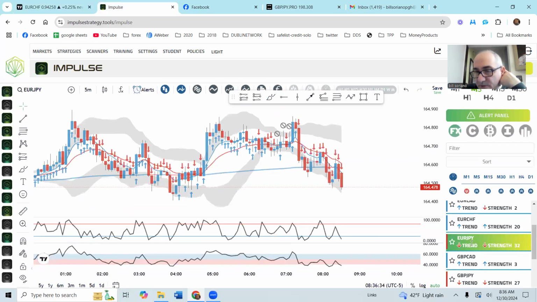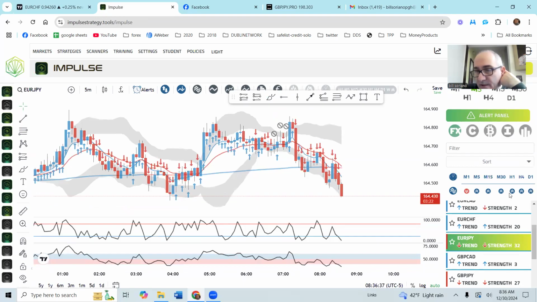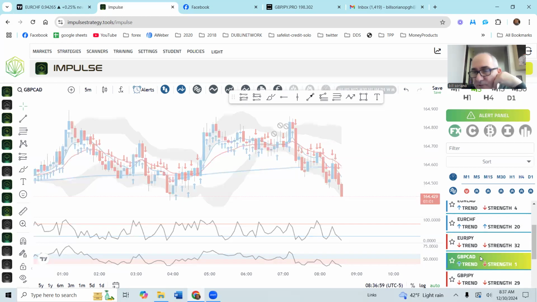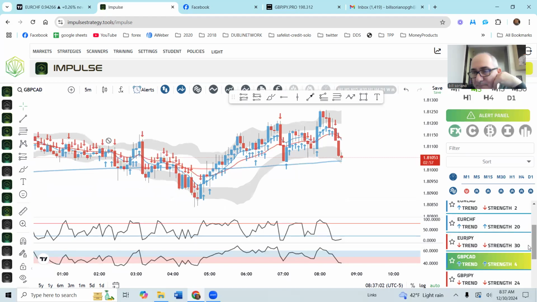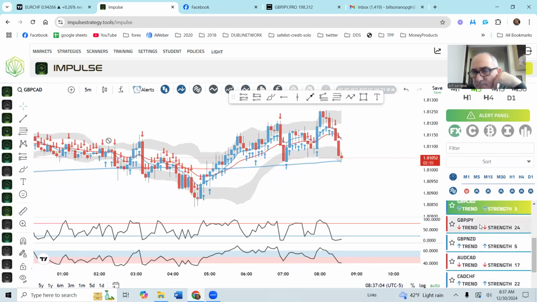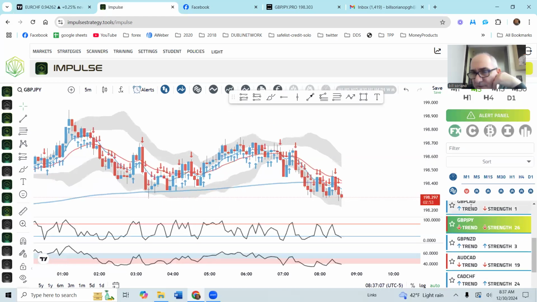EUR-JPY. Now this one, you could see that the 5-minute through the daily are all bullish, but the 1-minute's not. So I don't like that, because if this 1-minute has flipped, there's a possibility that these all may start flipping. When it's just the daily, that's okay. So that one we would not look at. GBP-CAD, again, that's the same situation. GBP-JPY, the same situation.